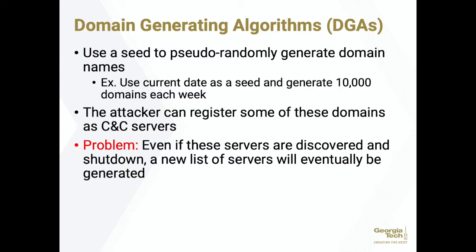Now the attacker could in advance generate this list using the upcoming date. Then they could register a few of these domains as command and control servers. So that way the following day, when the malware generates and attempts to connect with the same list of domains, it will eventually hit one of these command and control servers. Now security-wise, this presents a problem, because now even if these addresses were eventually discovered and shut down, the next week the malware could simply generate a new list of unblacklisted domains.